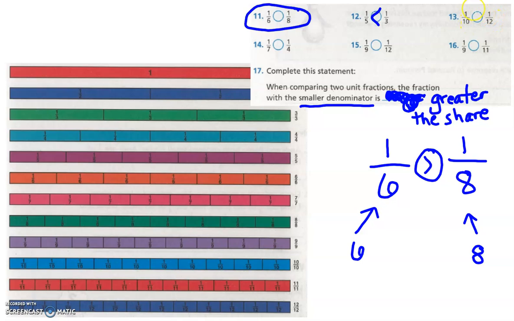10ths and 12ths, same deal. I want to share with less people. 1/4 is going to be sharing with less people than 1/7. We've got 9ths, and then again with 9ths. So no matter what happens, you want to be sharing with less people, and you're going to end up having a larger share.